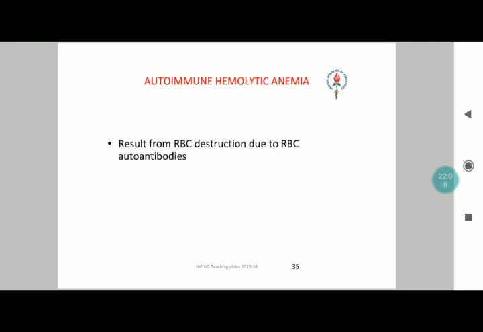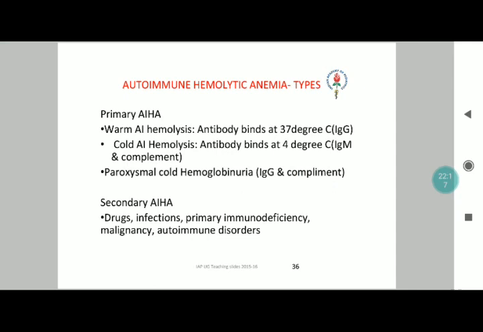Now, coming to autoimmune hemolytic anemia, this is one of the last spectrum which we'll be covering. It is because of RBC destruction due to autoantibodies which are produced against the RBCs. We classify this as primary and secondary. I'll cover secondary first because it is quite simple and straightforward. Secondary autoimmune hemolytic anemias are seen because of drugs, infections, primary immune deficiency, malignancies, and other autoimmune disorders like systemic lupus and discoid lupus.